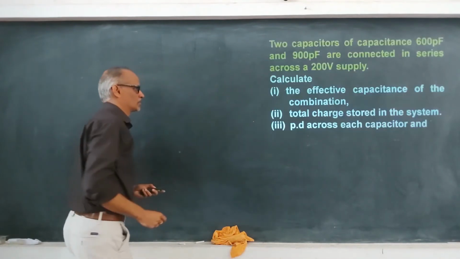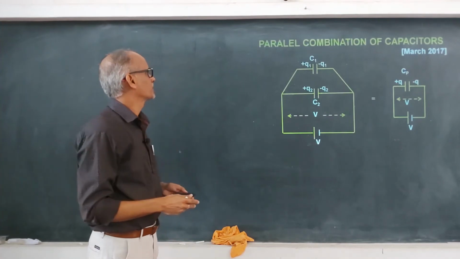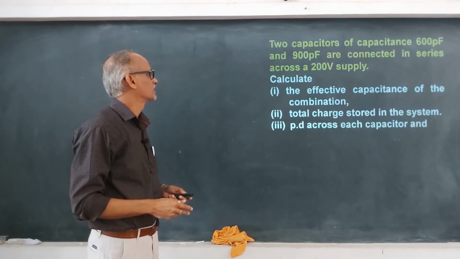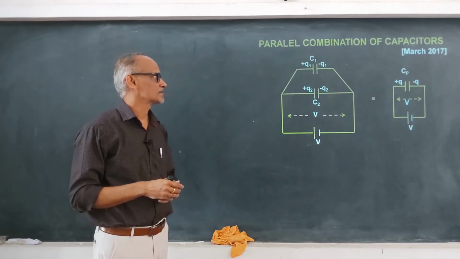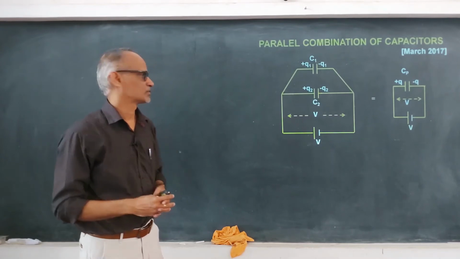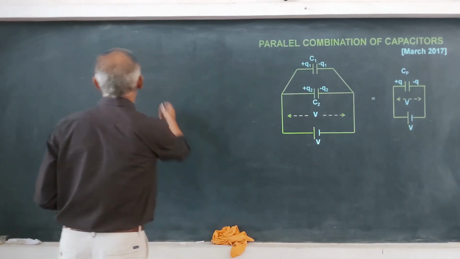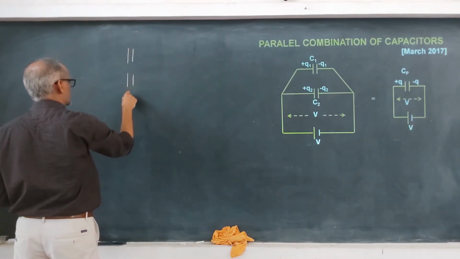So we have one more combination which is called parallel combination of capacitor. Again, this derivation has appeared once in the examination. What do you mean by parallel combination? In parallel combination, we draw the capacitors one below the other like this.